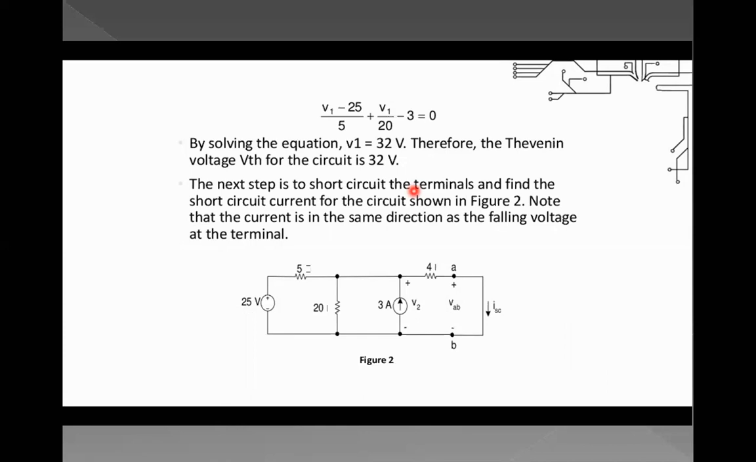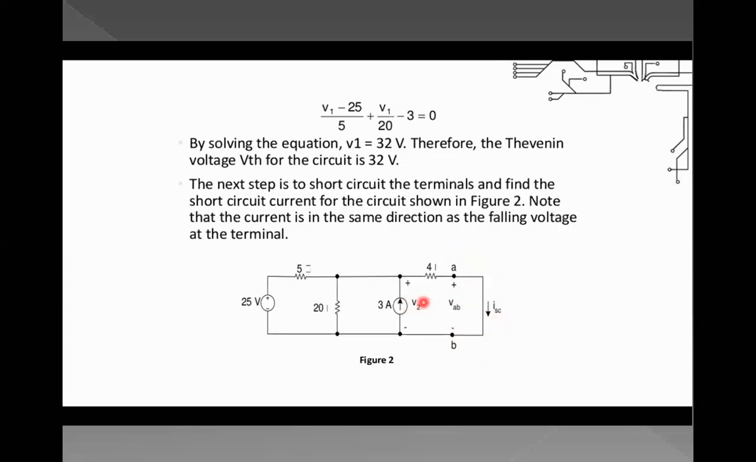The next step is to short circuit the terminals and find the short circuit current for the circuit shown in figure B. Note that the current is in the same direction as the falling voltage at the terminals. So now what we did is we have short circuited the terminals. You can see that short circuit current. We have shorted this particular terminal A and B, so the current through this terminal is considered as ISC, the short circuit current. Current ISC can be found if V2 is found.